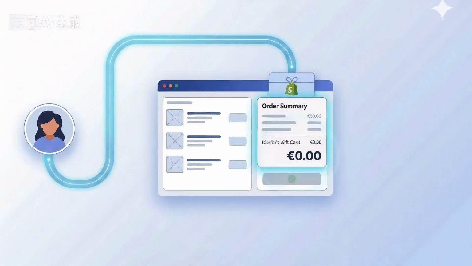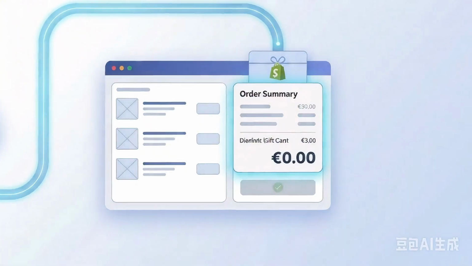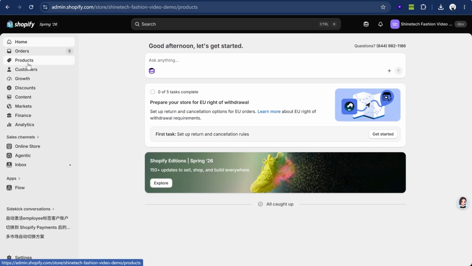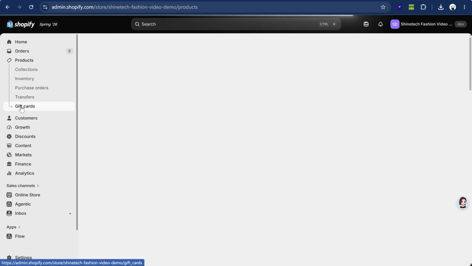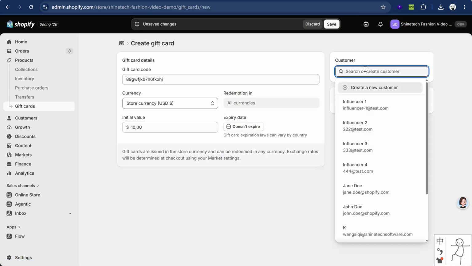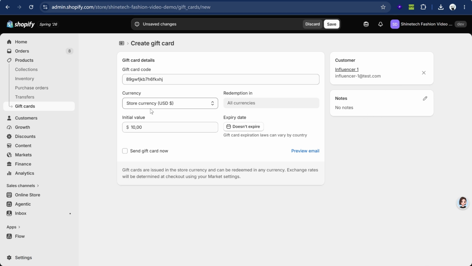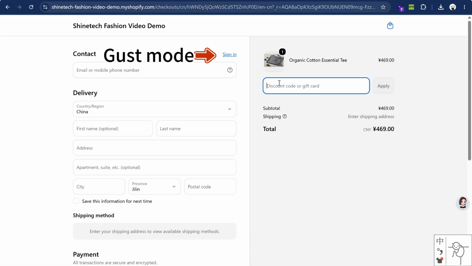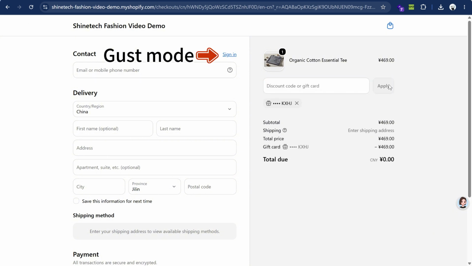One option was using Shopify gift cards. In this setup, each influencer receives a gift card with a fixed value, and they can apply it at checkout. From a merchant perspective, this is very easy to set up and doesn't require development work. But gift cards cannot be strictly tied to a specific customer account, so they can potentially be shared or used by others, which may not fit a tightly controlled influencer campaign setup.